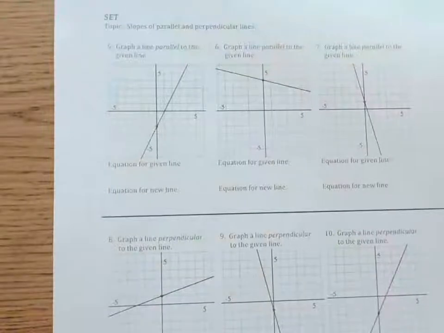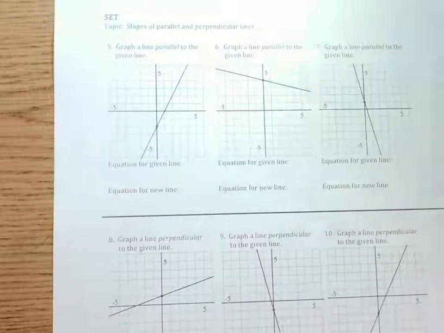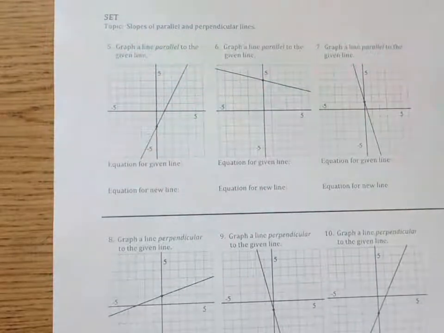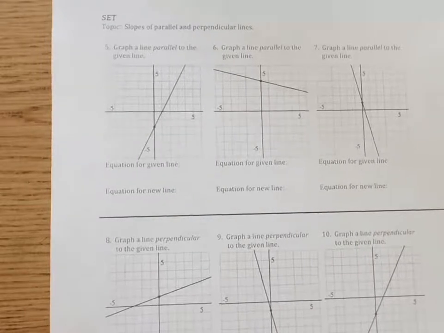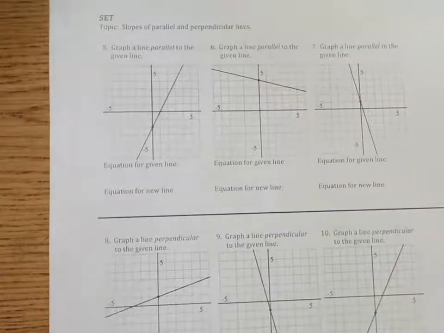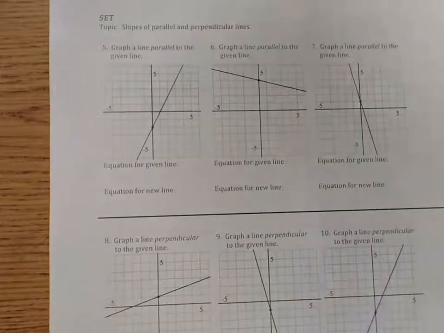Okay, so for 5 through 7, well, let me turn this off. Can I turn this off? Never mind. We'll just point it that way. For 5 through 7, you are graphing a line parallel to the given line. Actually, I wonder if it helps.